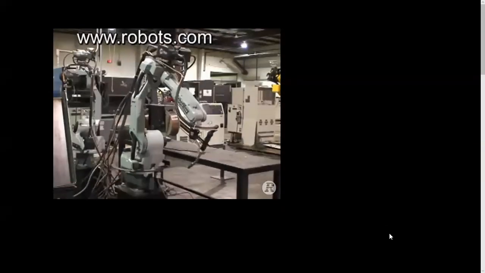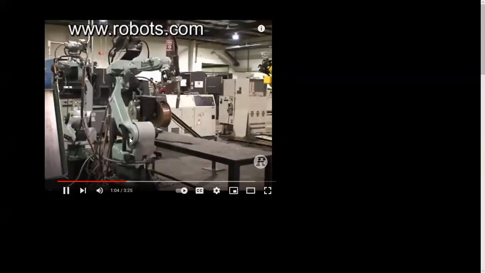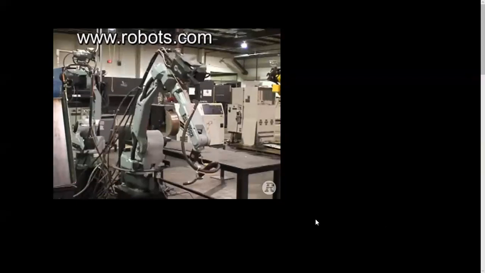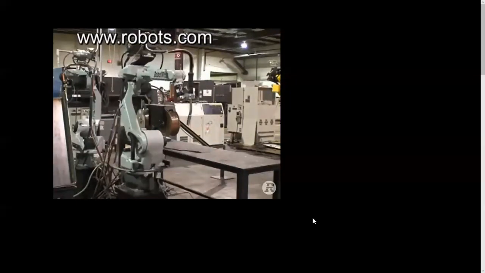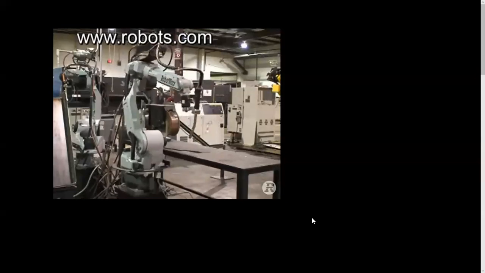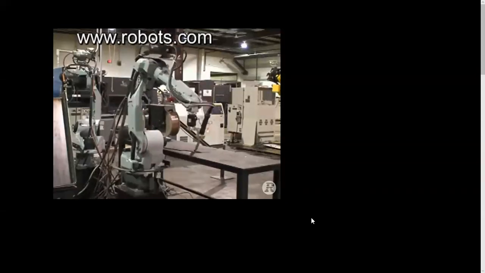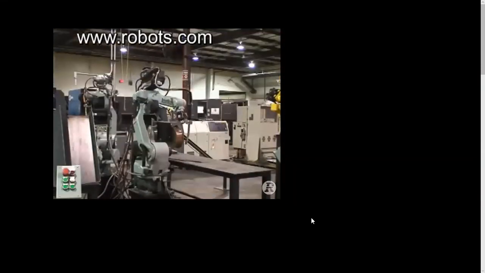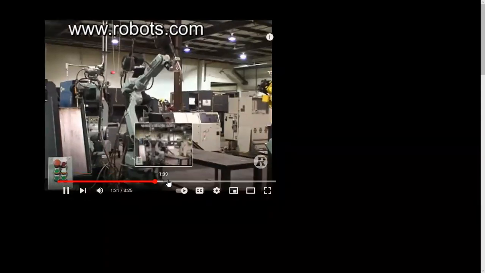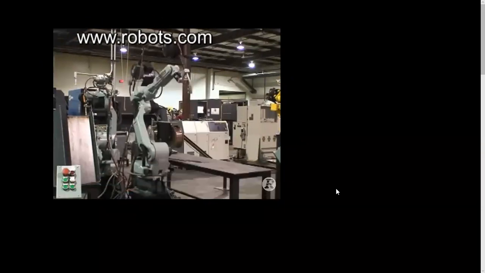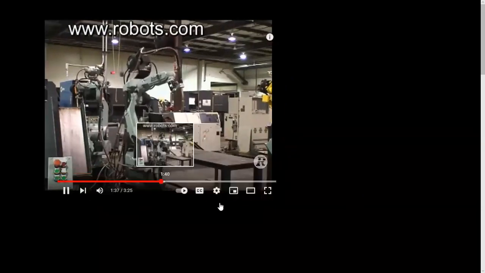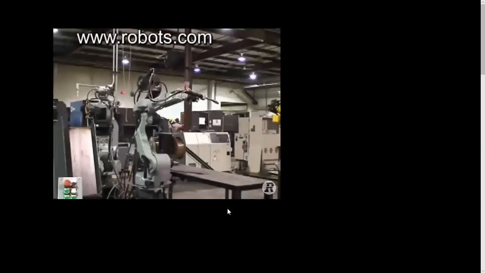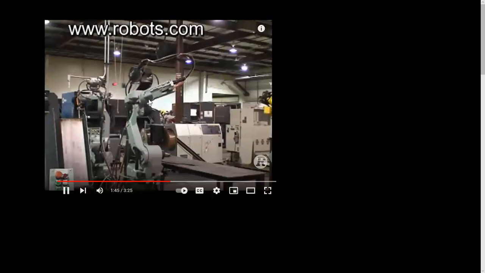At the base also rotation is there. Here also rotation is there. Rotary joint. Yeah, this is also rotating.